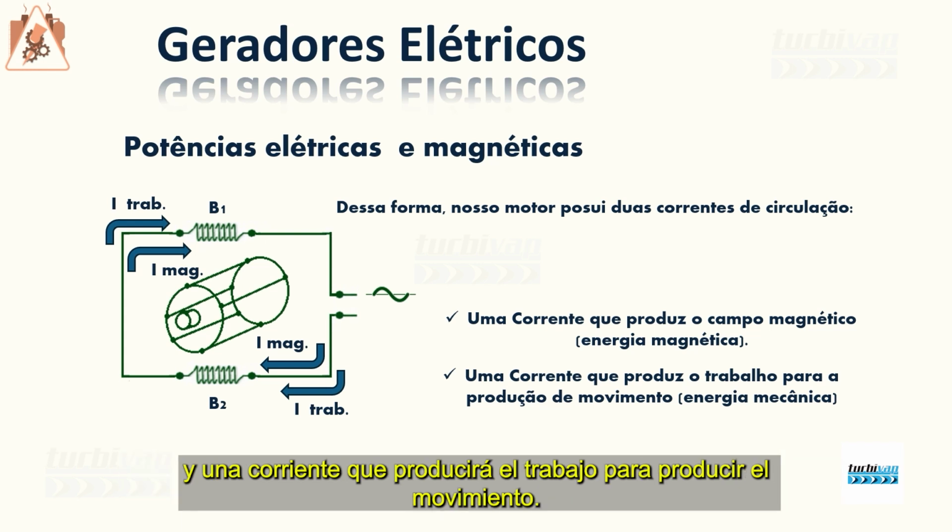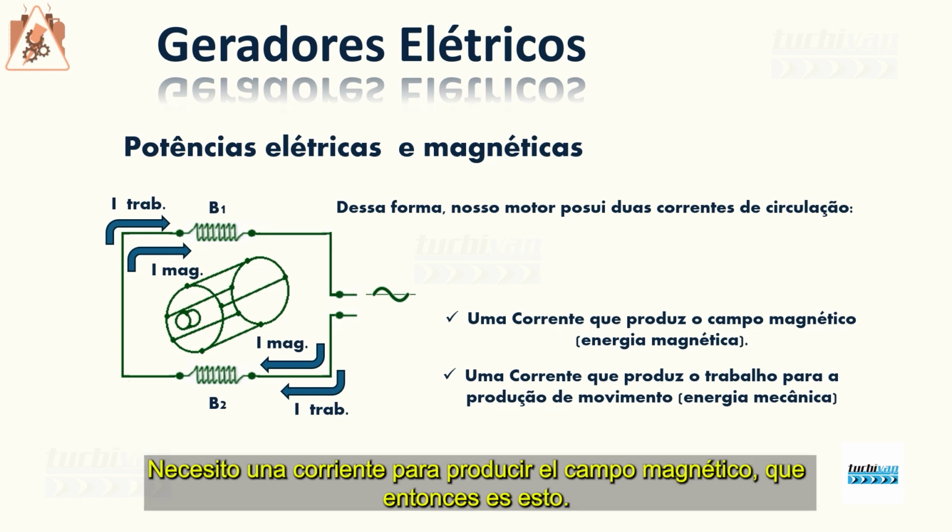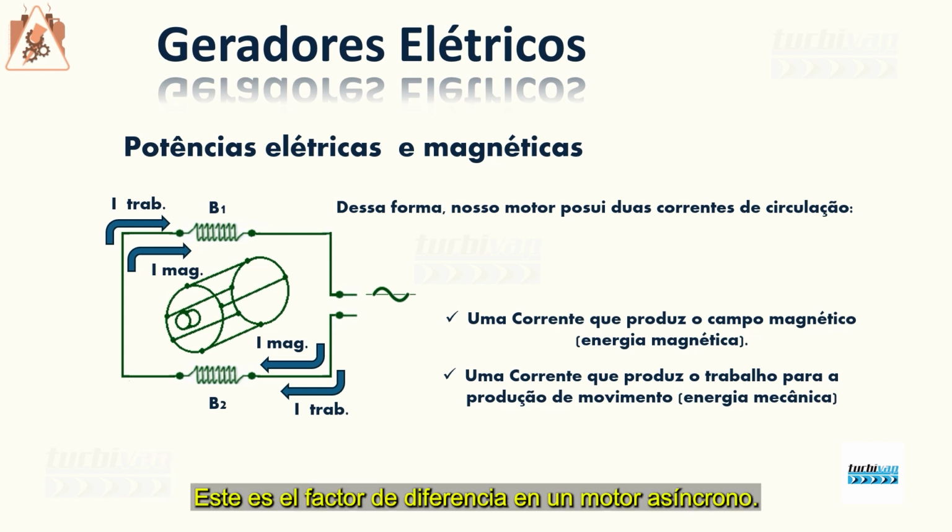This is the difference factor in an asynchronous motor. The cage rotor needs two types of current: a current just to generate the magnetic field, and a current to produce the work. We will notice this here.